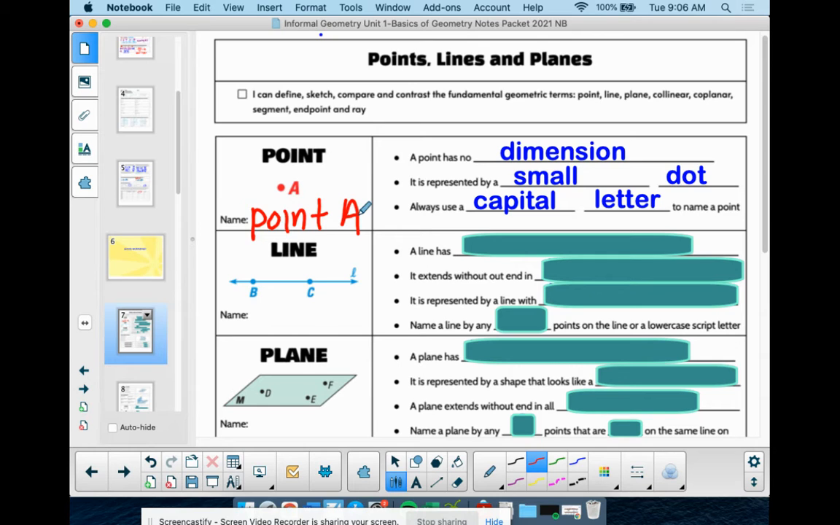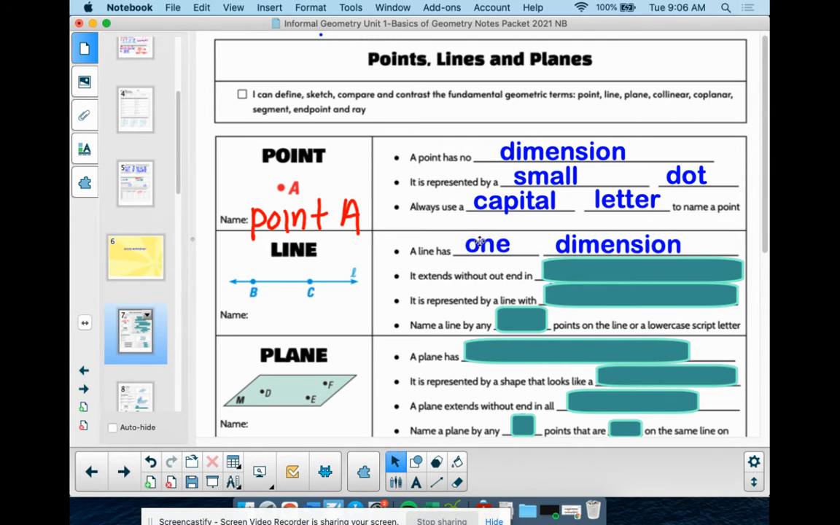Okay, so that was 1 point. Now if you have 2 points, you can make a line. So a line has 1 dimension. It goes on forever and ever in both ways. You can't measure it, it just keeps going and going and going. It extends forever without end in 2 directions.